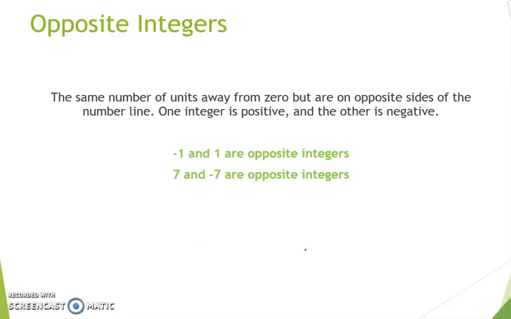Opposite integers, it's just that, the opposite. So the opposite of negative 1 is positive 1. So negative 1 and 1 are opposite integers. Positive 7 and negative 7 are opposite integers. So one integer is positive and one integer is negative.